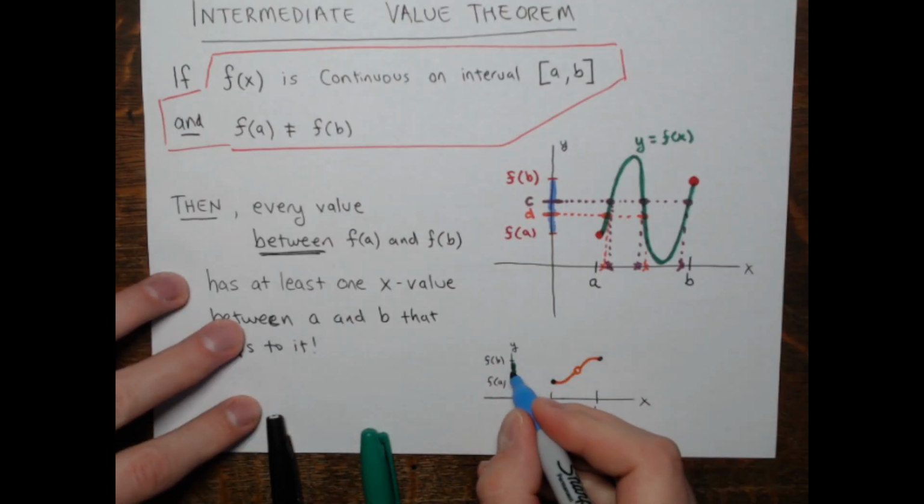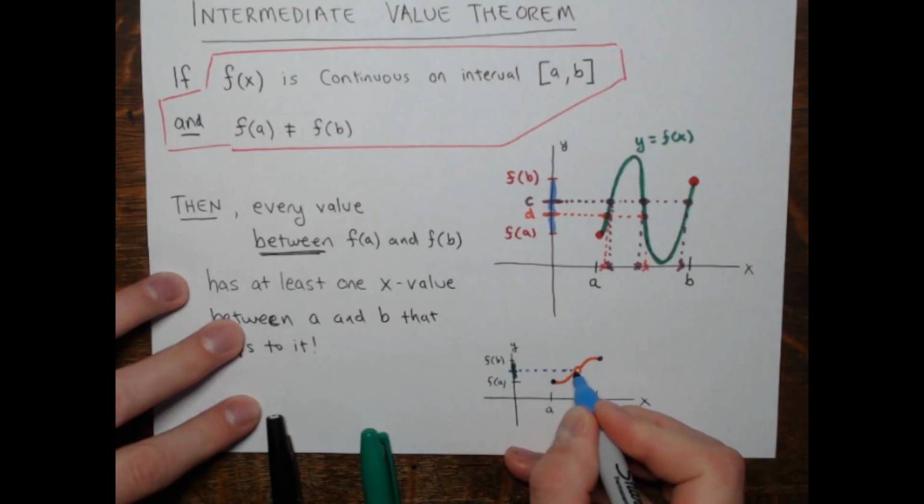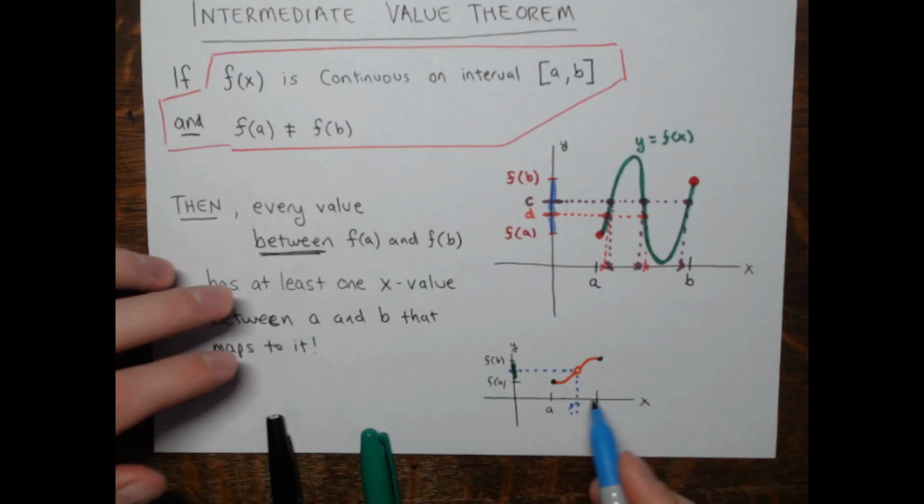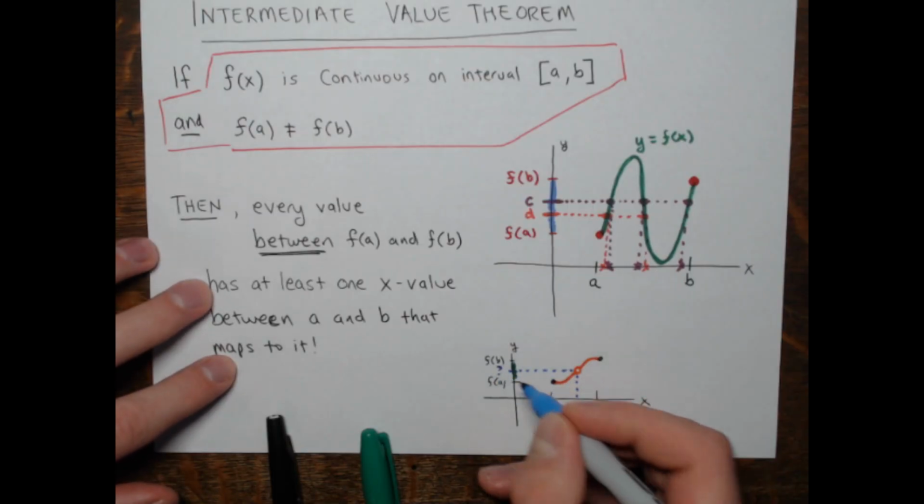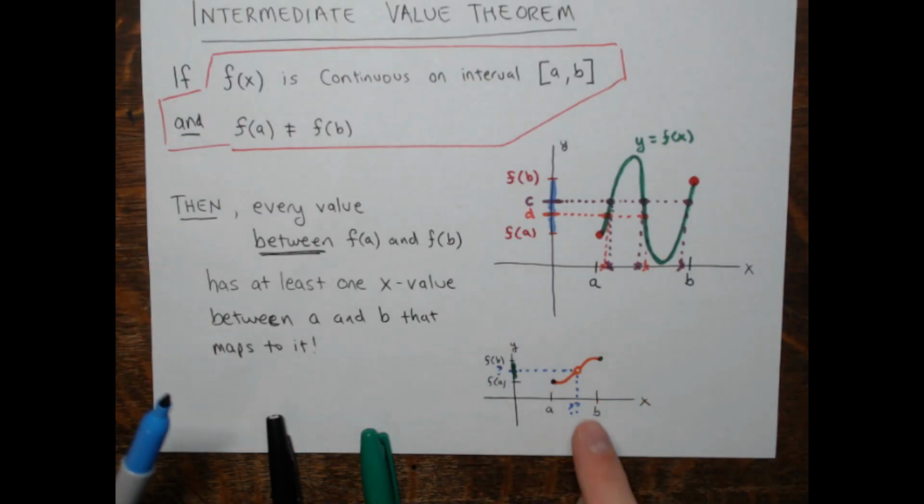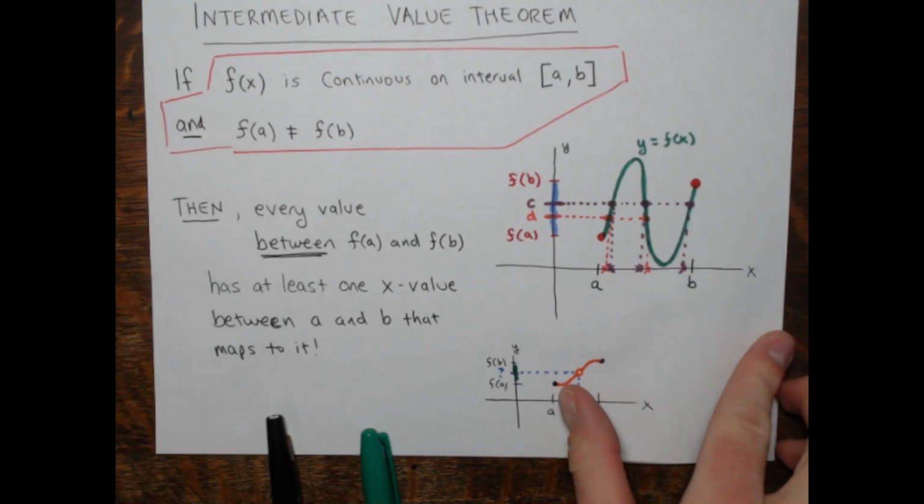There'd be this value here that, oh, that's a missing point. There's no x value between a and b that would give me that y value. So that's missing. So it's got to be continuous. All right, so that's the intermediate value theorem.